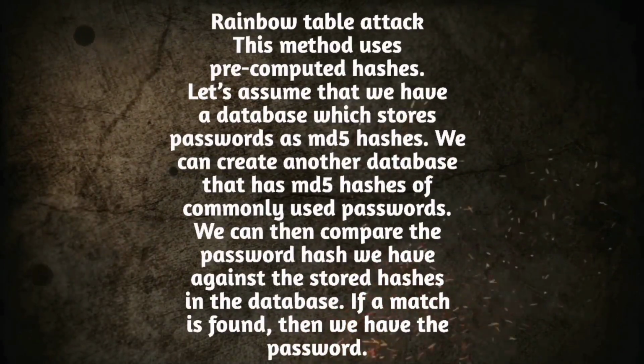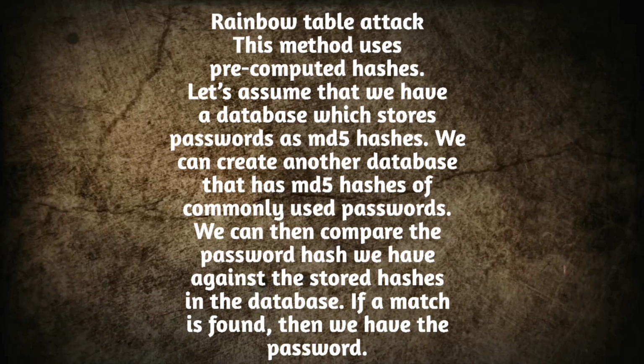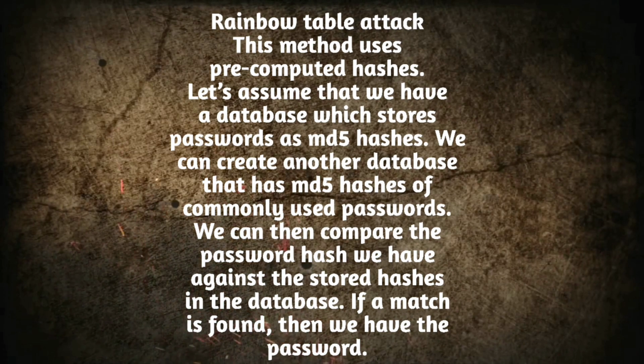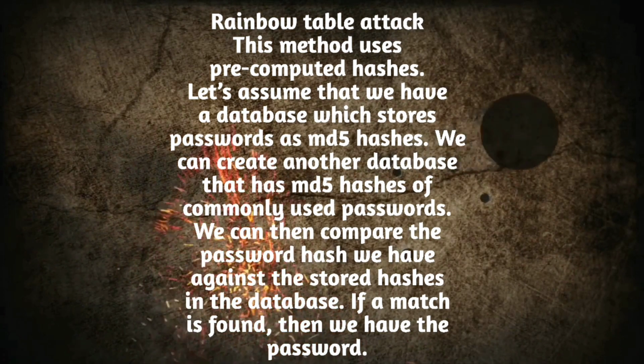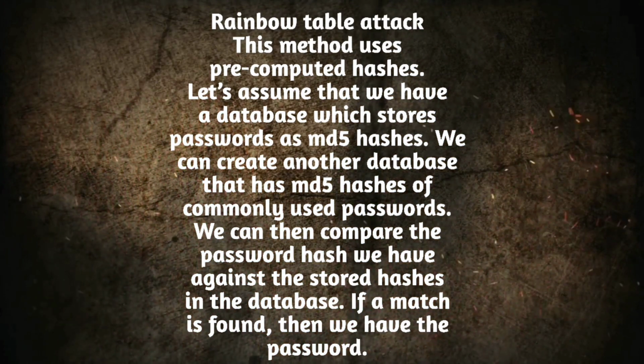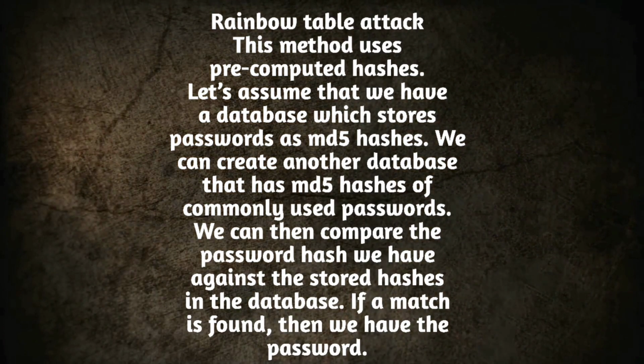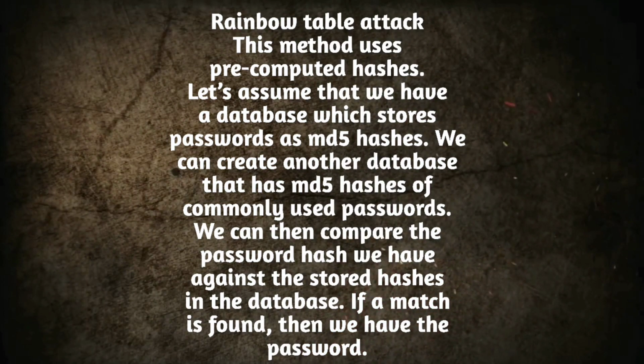Rainbow table attack. This method uses pre-computed hashes. Let's assume that we have a database which stores passwords as MD5 hashes. We can create another database that has MD5 hashes of commonly used passwords. We can then compare the password hash we have against the stored hashes in the database. If a match is found, then we have the password.